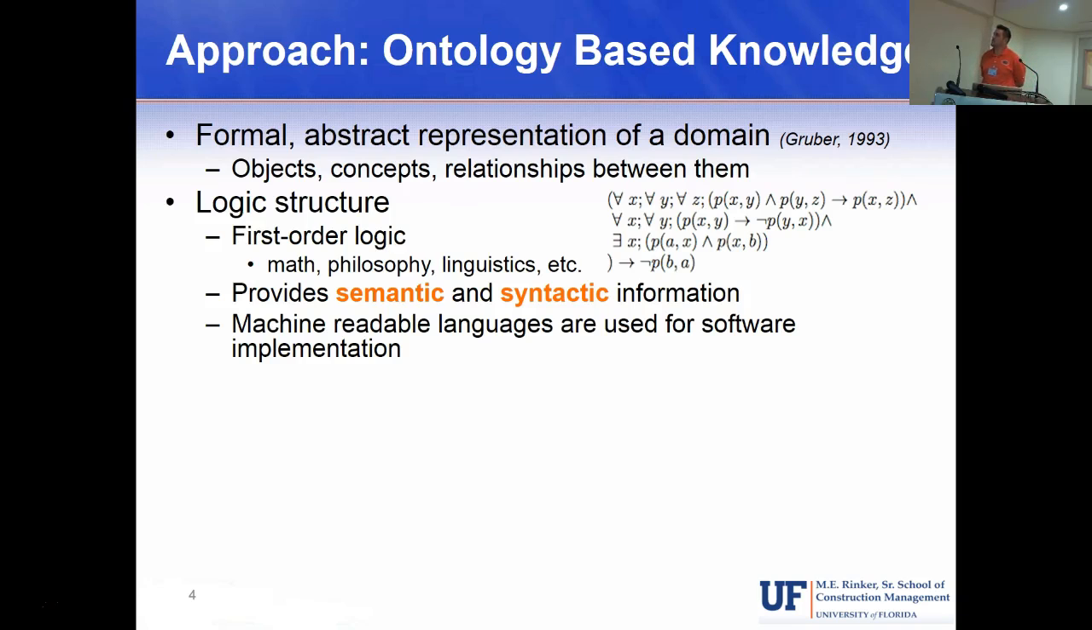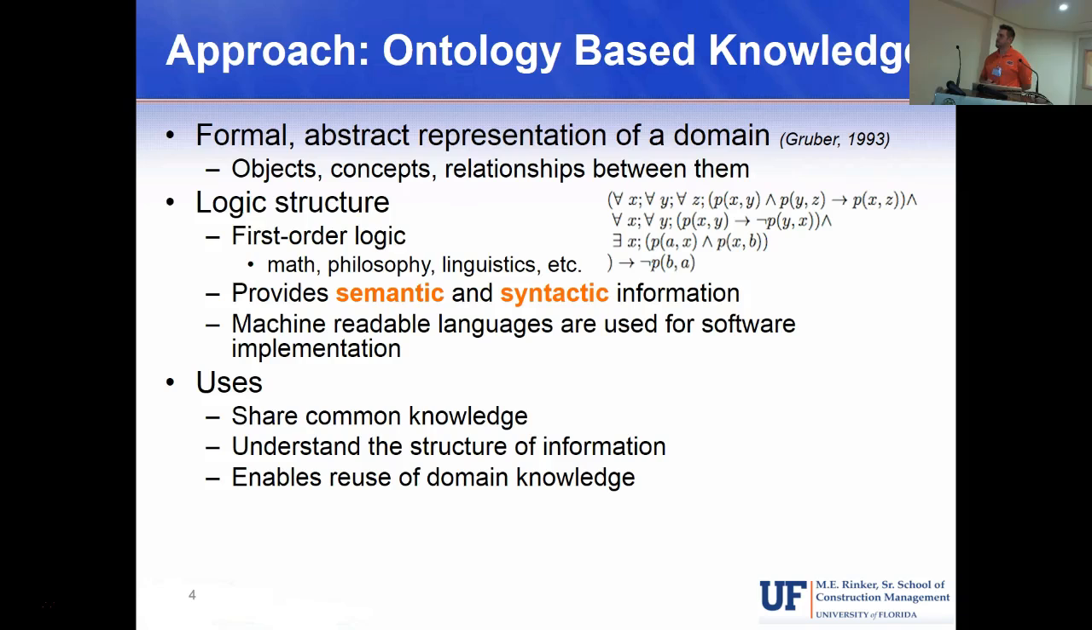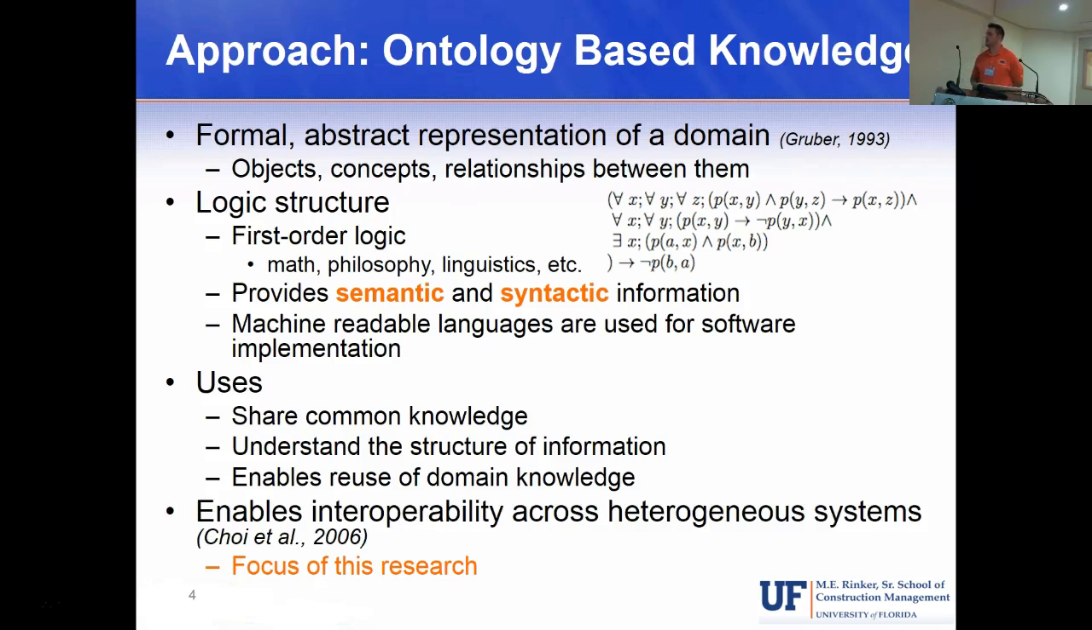Formally, it's written in logic structure, first-order logic, the same logic that's in math, linguistics, and philosophy. The purpose of it is that it provides semantic and syntactic information to give everything meaning. There are machine-readable languages to help program this and implement it into software. Main uses include sharing common knowledge, understanding the structure of information, and most importantly, enabling reuse. Once you define something in an ontology, we can reuse it over and over again. And most importantly, it's been shown to enable interoperability across our heterogeneous landscape of models and systems.